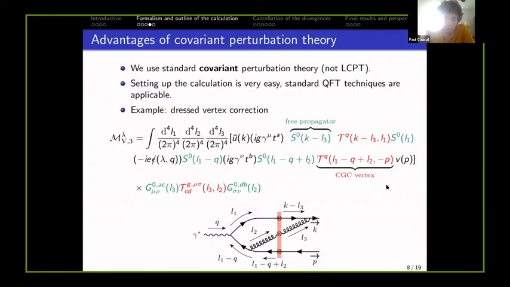All right, so we have used standard covariant perturbation theory and not light-cone perturbation theory. I would say that the main advantage of this framework is that the setting of the calculation is very easy: you can follow standard Feynman rules from any QFT lecture. As an example, I show you here how you start the computation of the amplitude for this diagram, just by writing the relevant Feynman amplitude with the free propagators. The only difference from standard QFT is this CGC vertex, which includes interactions with the background field.